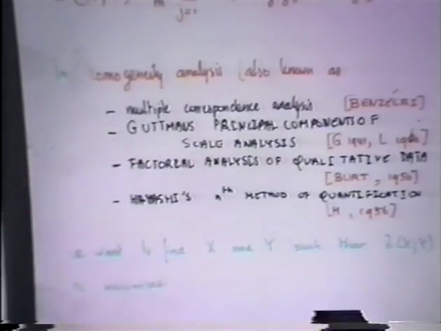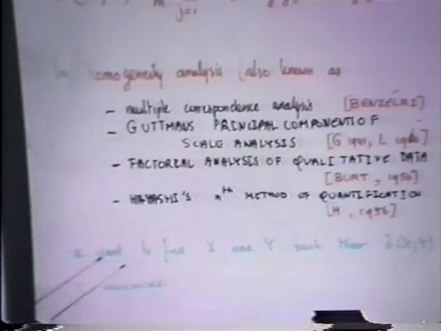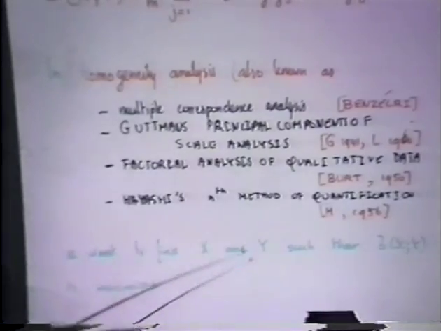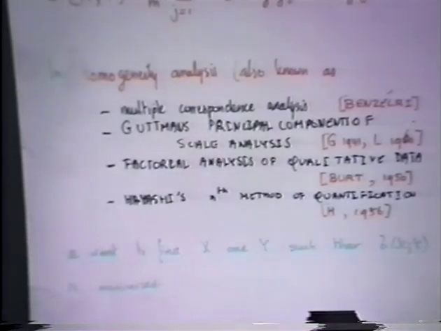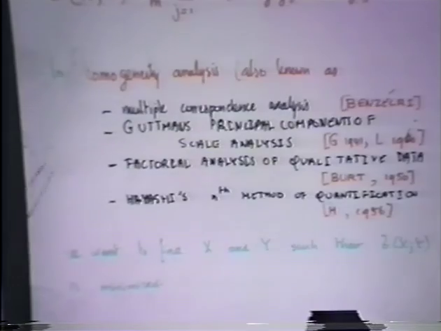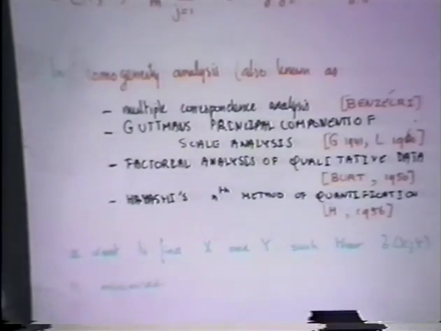There's another paper by Fred Lord. I think it's 1960. The correct reference is undoubtedly in Gifi. It can also be 1959 or something. And he calls it Goodman's principal components of scale analysis. So that's one name under which the technique is known. It's also known as factorial analysis of qualitative data. There's a paper by Cyril Burt, 1950, in which he describes the technique.